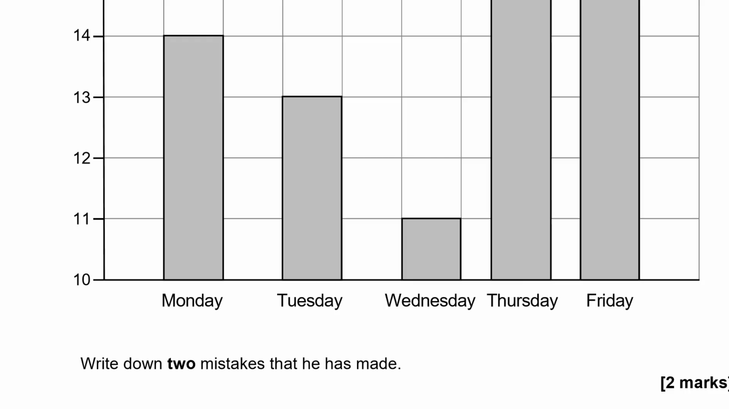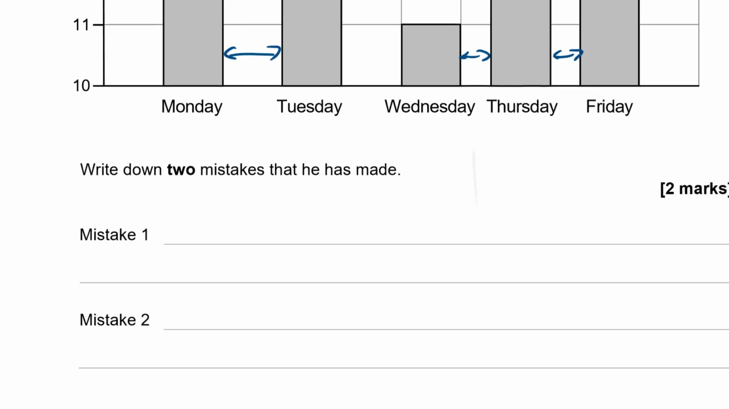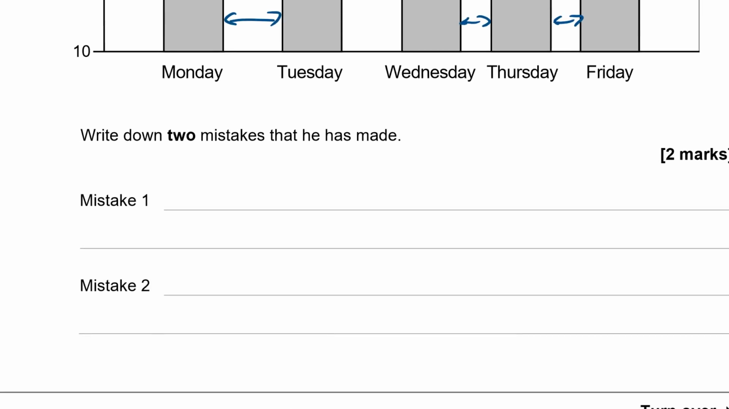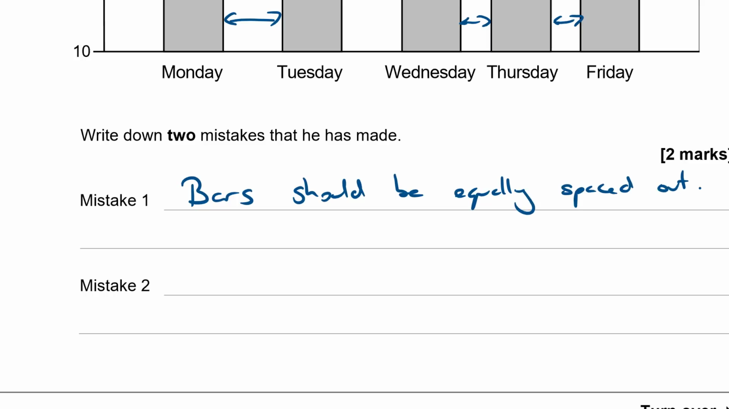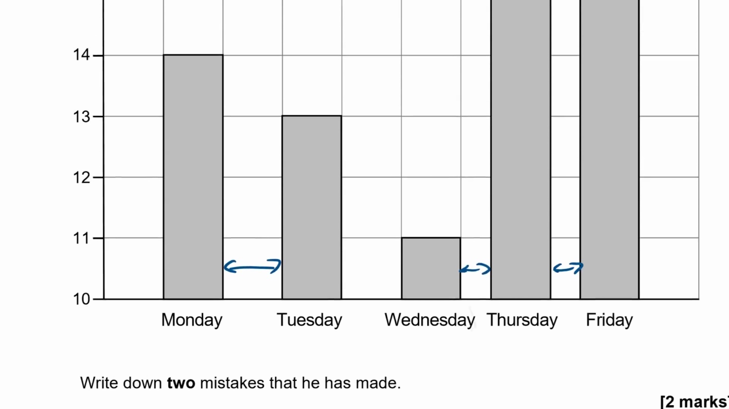So I'd say one of the issues is that the bars need to be equally spaced and not one space between here and here, look, and only a half a space between here and here. That's no good. They've got to be equally spaced. So that's my first criticism. Bars should be equally spaced out.